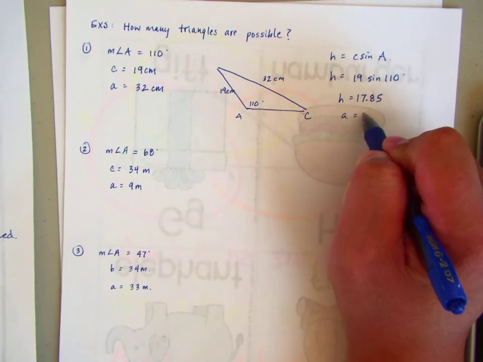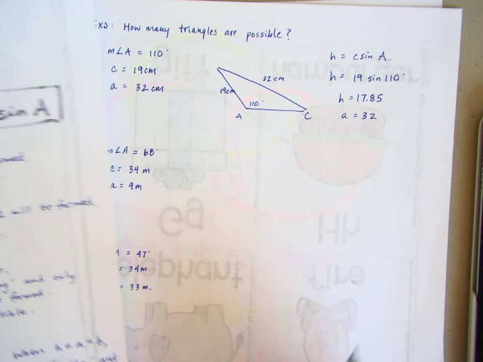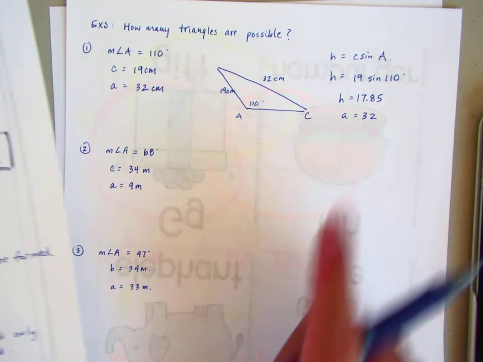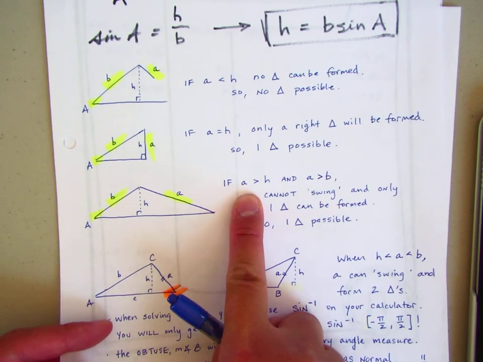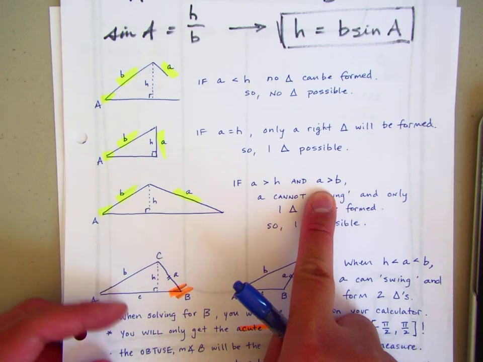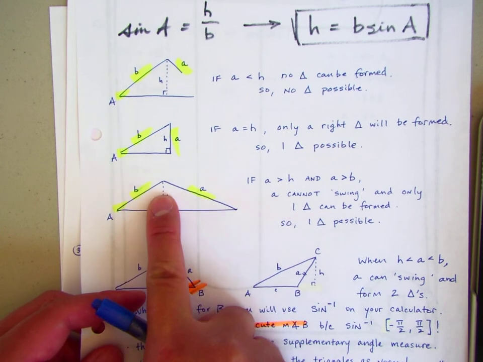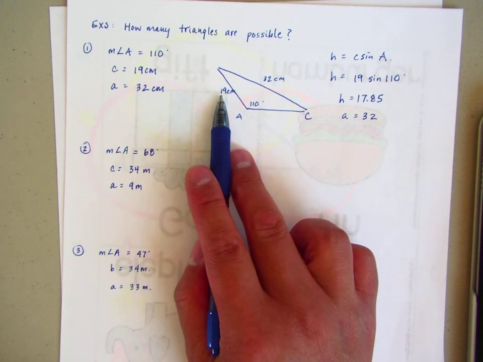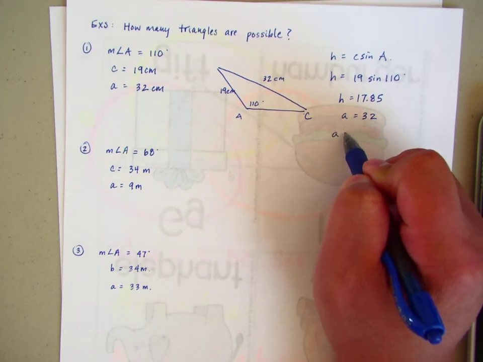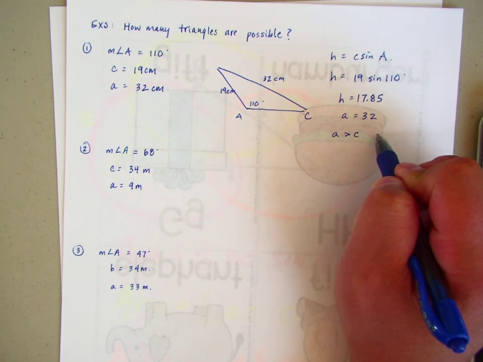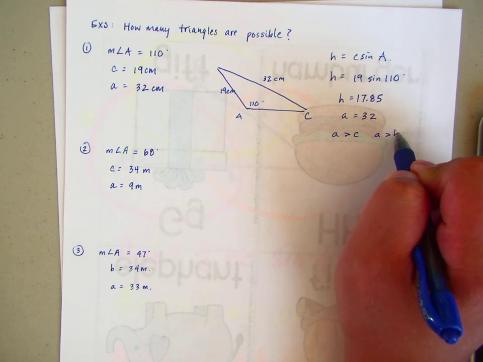Okay, so what happens when A is greater than H? Well, if A is greater than H, is A greater than B, or is A greater than the middle side? Well, 32 is greater than 19, right? So in this case, A is also greater than C. So A is greater than C, and A is greater than H. Okay, this is the only triangle possible.